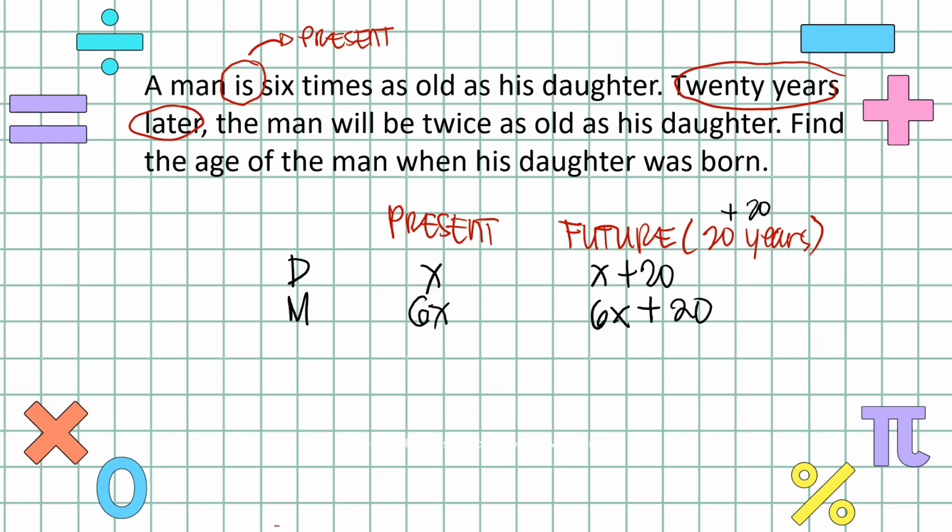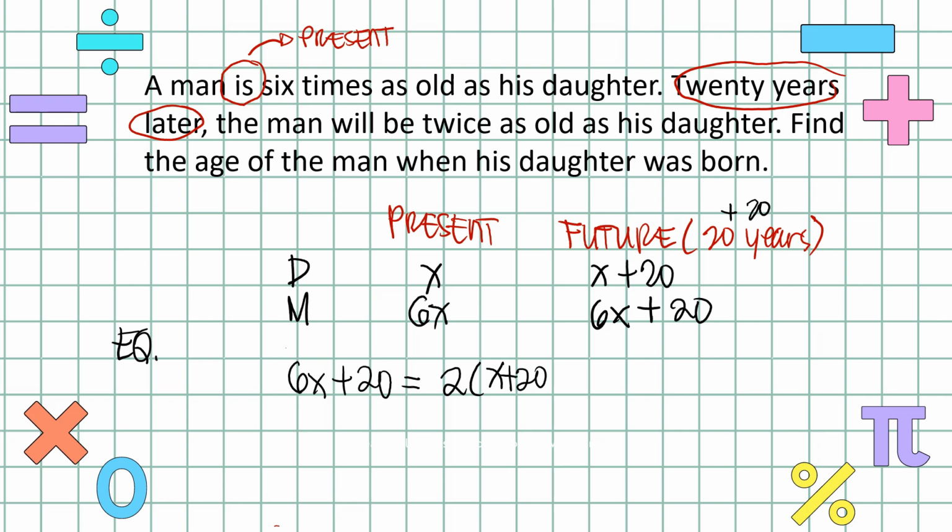Now, for our working equation, we will again be using the second sentence, because there's a comparison used here: 20 years later, the man will be twice as old as his daughter. So after 20 years, the man's age, which is 6x plus 20, is equal to twice the age of his daughter.